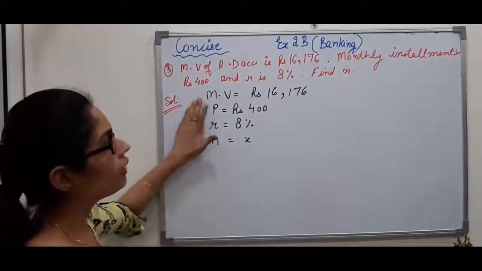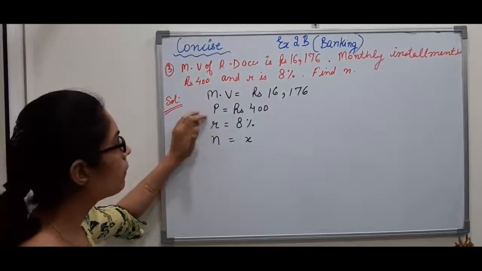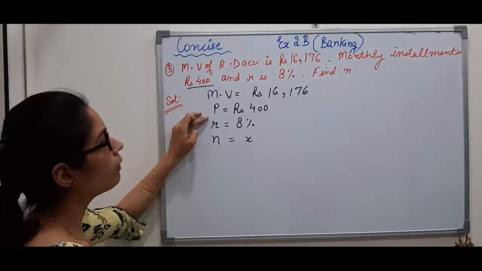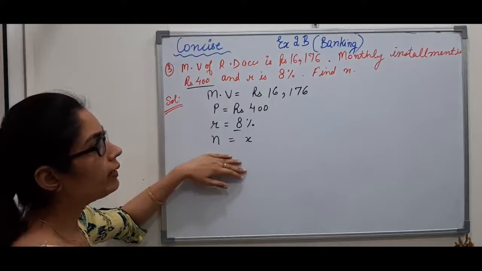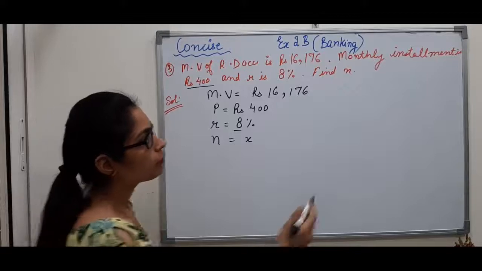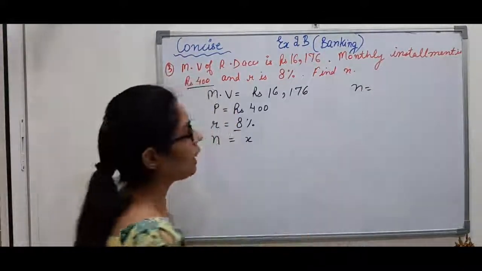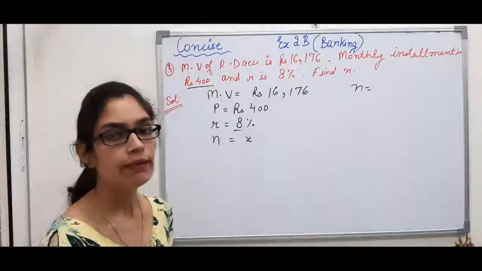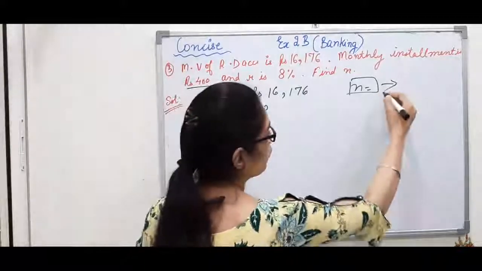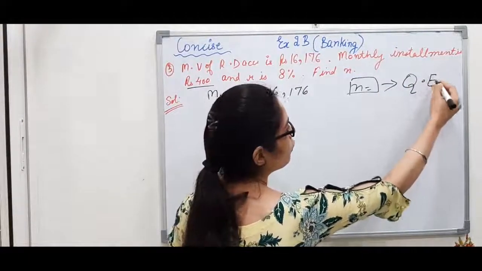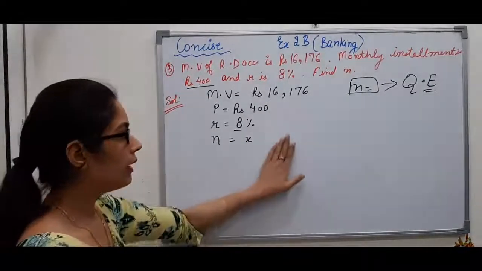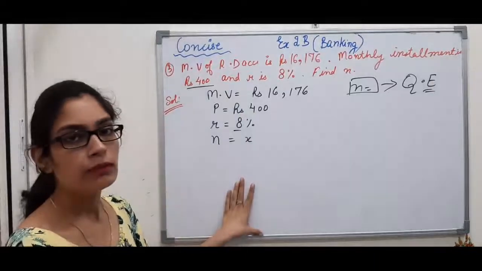So we can see MV is given, MV is maturity value, P is given, you can see monthly installment is rupees 400 and rate of interest is 8%. Find N, or find the time period of this recurring deposit account. This type of question, when we have to find the time period, we have already done in exercise 2A. Here in this type of question, one quadratic equation will be formed. Then you have to find the value of x, the value of time period, by solving that equation.